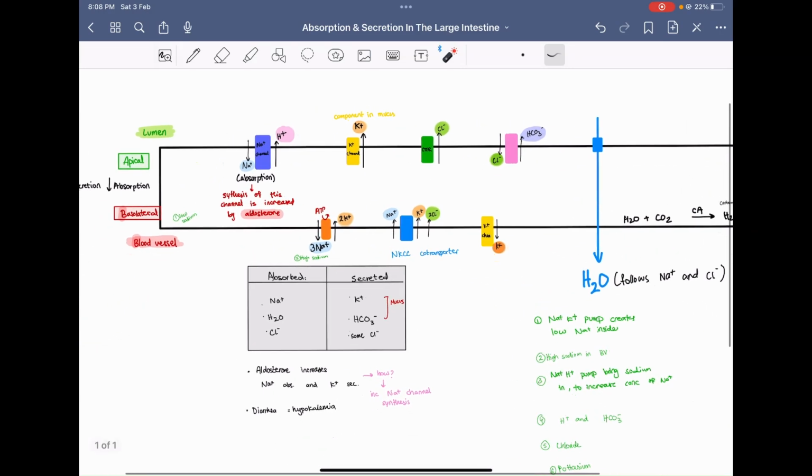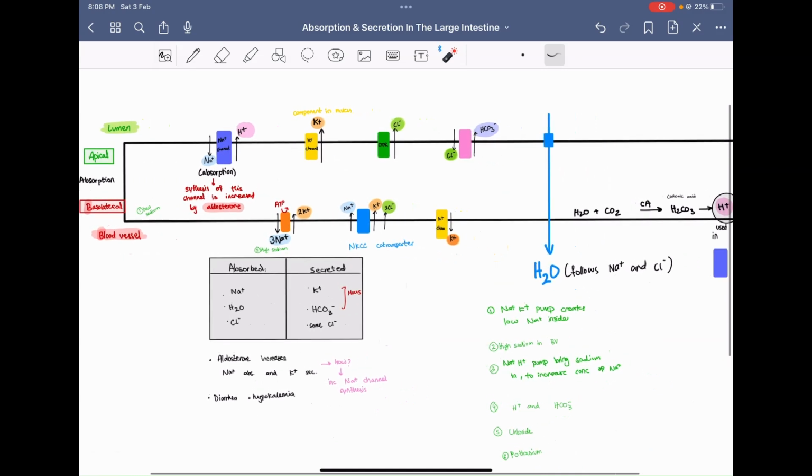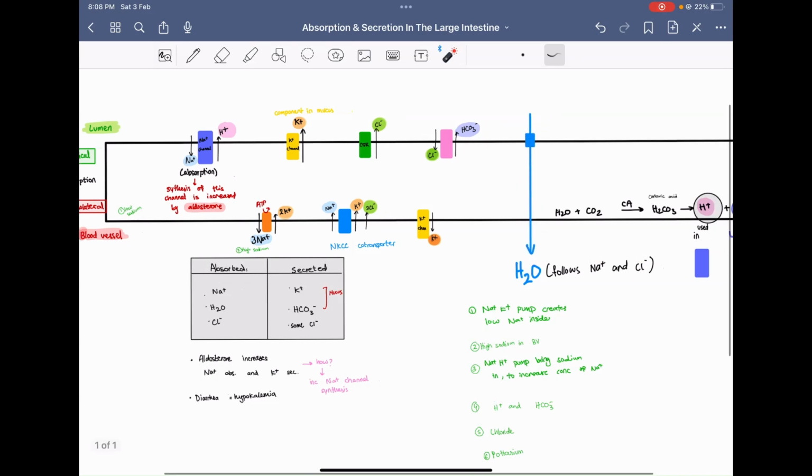So very quickly, just to sum up, we have absorption of sodium by these channels, absorption of water, which is obviously going to follow sodium. Now, as we know, water always follows salt, and in this case, it's following the sodium and the chloride. So that's why water is passively being absorbed back into the blood vessel.